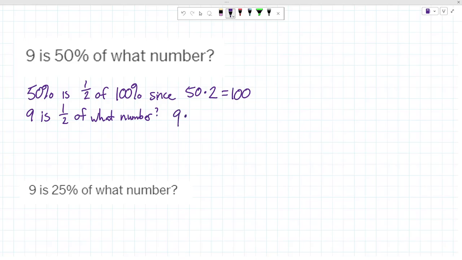So 9 times 2 is what? You might use your multiplication chart. 9 times 2 is 18. So that means that 9 is 50% of 18.